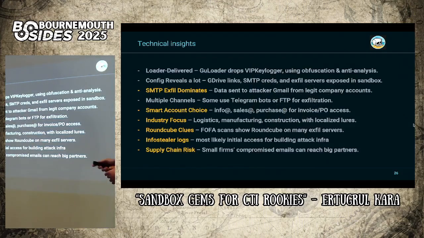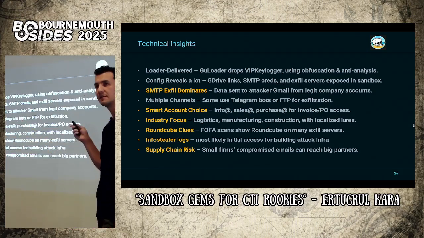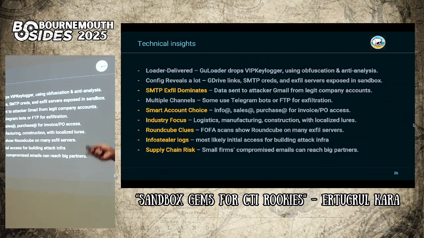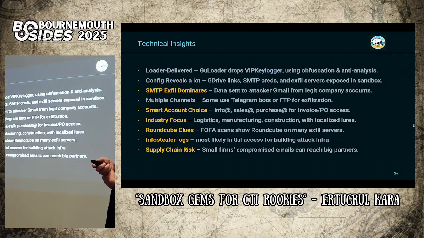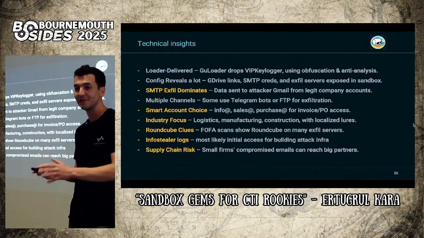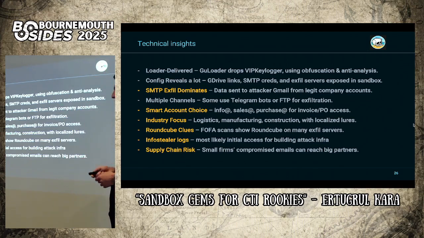Most of the insights here I was able to communicate during the presentation. But one other thing is the industry focus. I have seen a focus especially around logistics, manufacturing, construction. And one thing to highlight is the supply chain risk. This is very common out there, and small firms are very exposed to this kind of risk, as they are doing business with bigger firms. So it's always good to keep in mind that this type of supply chain risk exists out there.